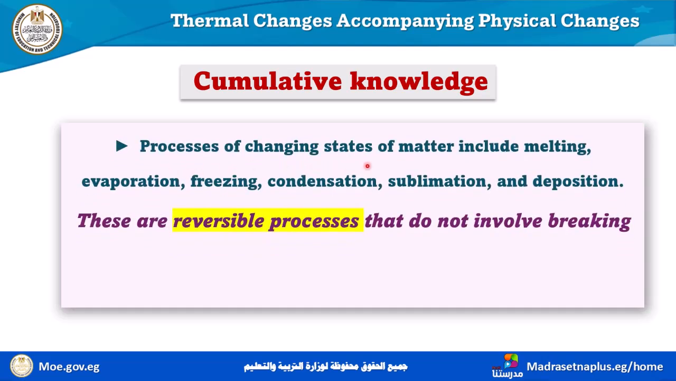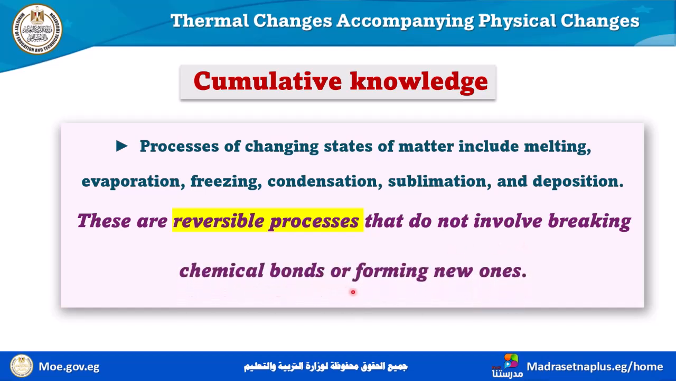Processes of changing states of matter include melting, evaporation, freezing, condensation, sublimation, and deposition. All of these are reversible processes that don't involve breaking chemical bonds or forming new ones. So they are reversible processes. What is meant by reversible processes? This means that the substance can be returned back to its original state.